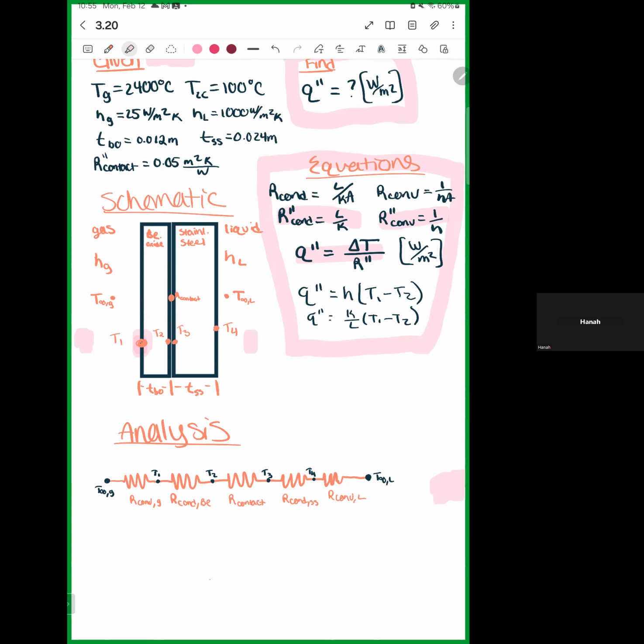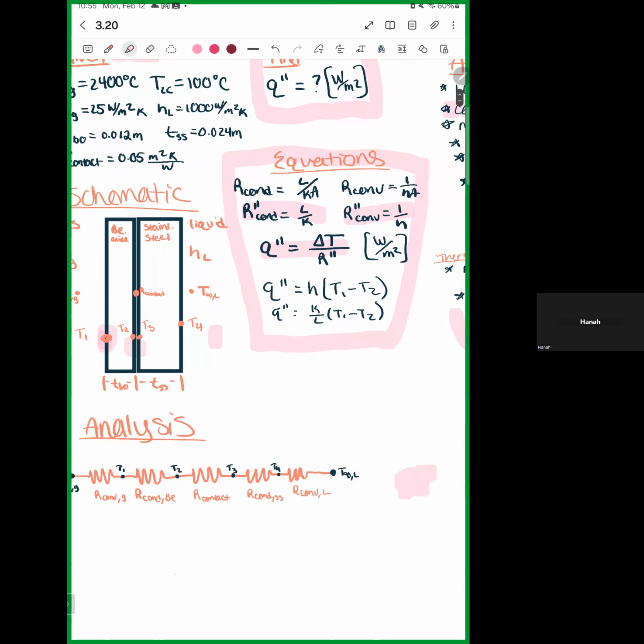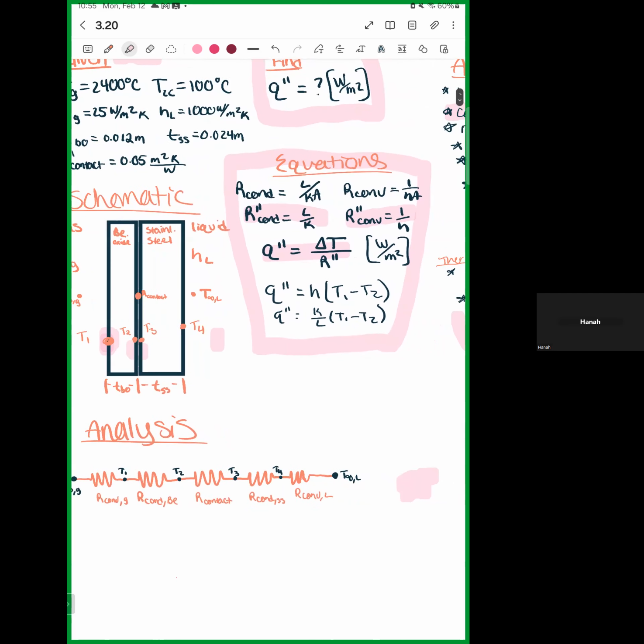And then separating T1 and T2, we have the conductive resistance of the beryllium oxide. And then between T2 and T3, we have the contact resistance between the beryllium oxide and the stainless steel. For T3 and T4, we have the conductive resistance of the stainless steel. And then between T4 and T infinity of the liquid coolant, we have the convective resistance, sorry, of the coolant.